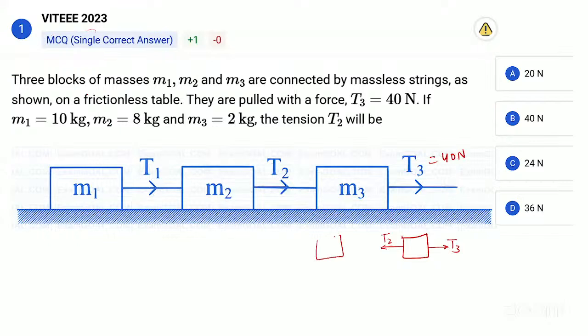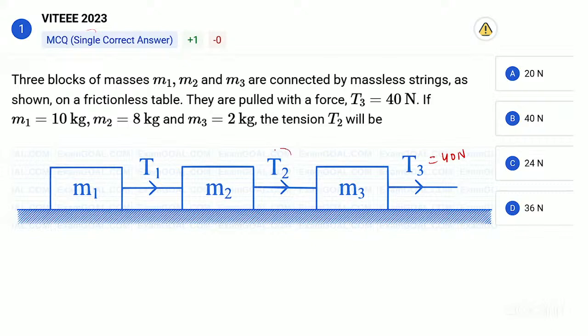If you draw the FBD of M2, T2 will be on this side and T1 on the other side. Now if you draw the FBD of M1, there will be only the T1 force, which means ultimately there is a net force in the forward direction, and that's why the system will accelerate.